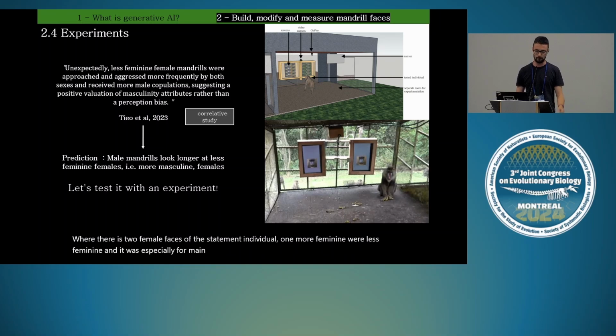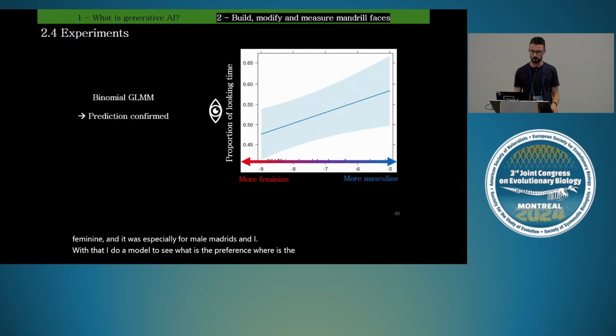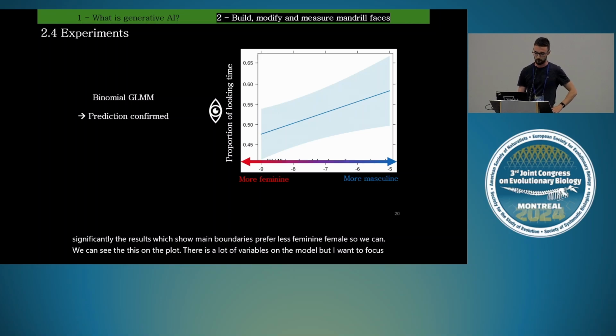And with that, I do a binomial model to see where the preference is, and I have significant results which show male mandrills prefer less feminine females. So we can see this on the plot. There are a lot of variables in the model, but I want to focus on this main result.